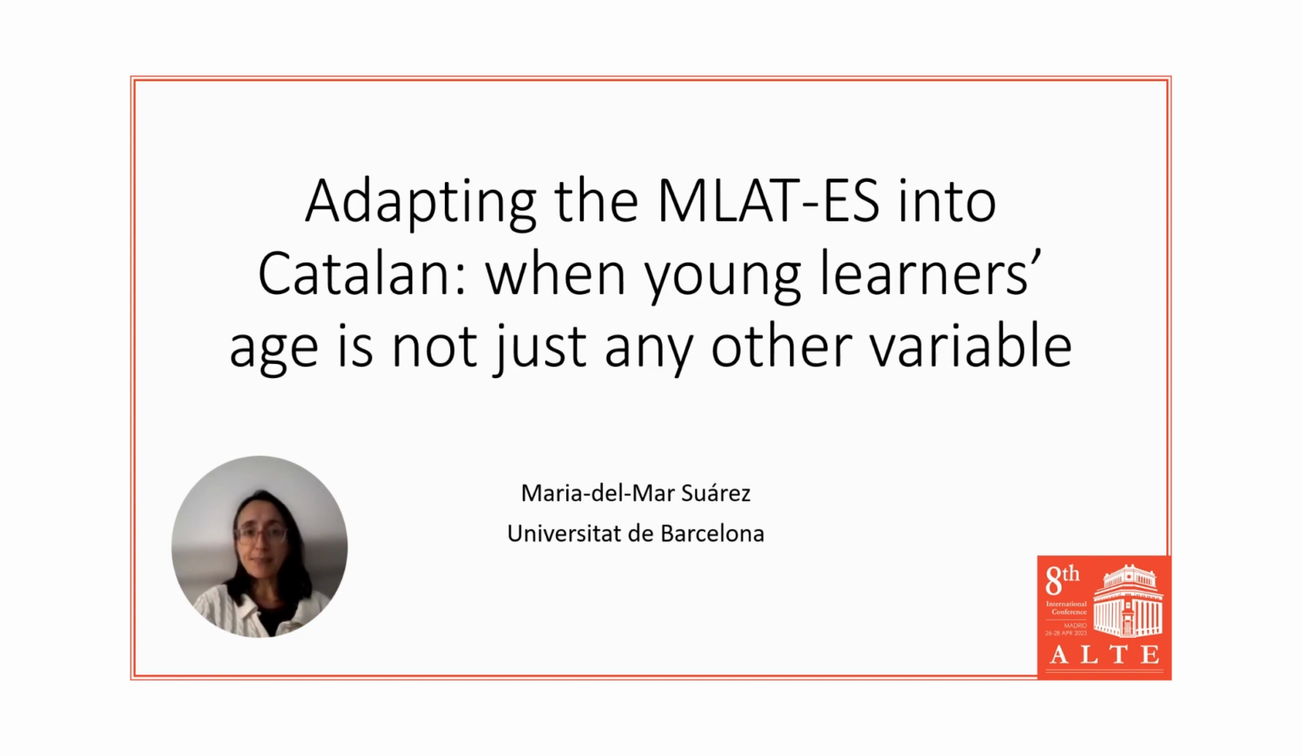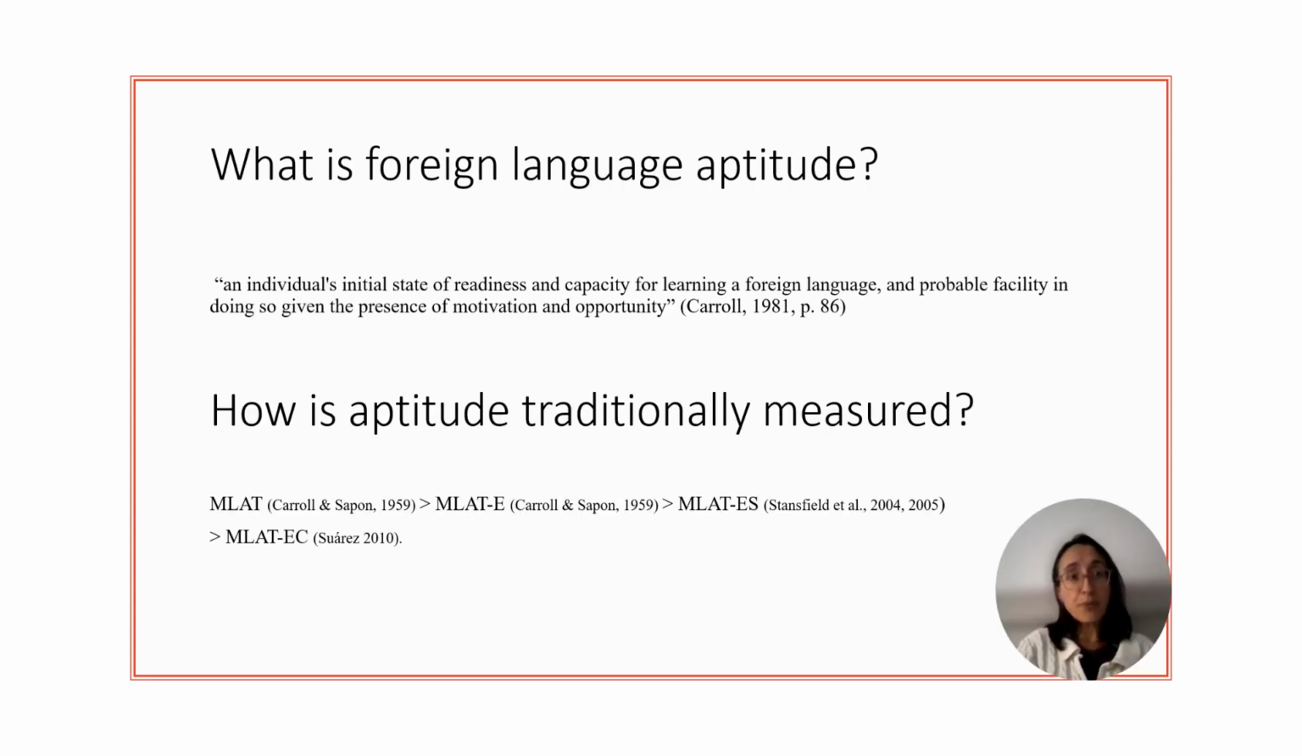So let's see this. Foreign language aptitude has been defined as an individual's initial state of readiness and capacity for learning a foreign language, and probable facility in doing so given the presence of motivation and opportunity. Traditionally, it's been measured by the MLAT, validated in 1959. This was addressed to adults, so later on an elementary version was created for grades 3 to 6. The age range was expanded for the Spanish version, which also covered grade 7.